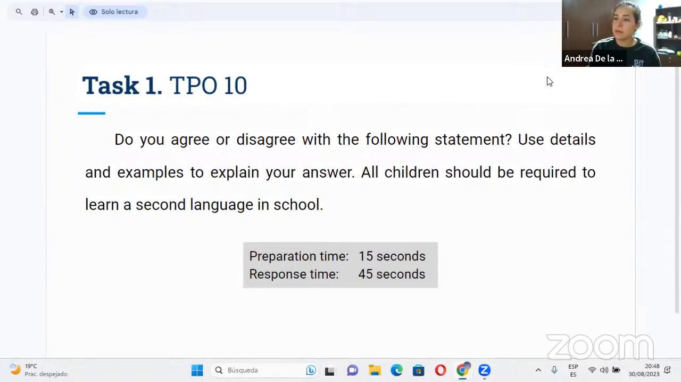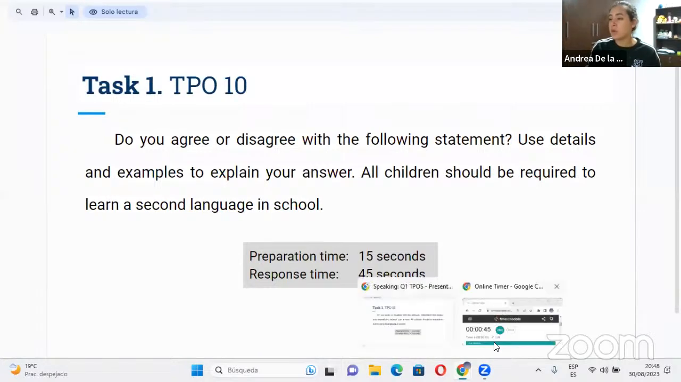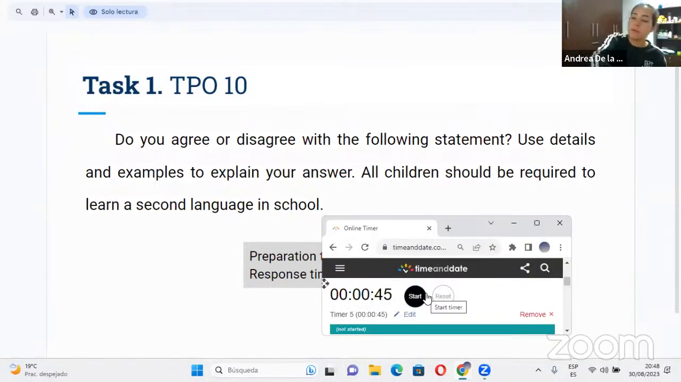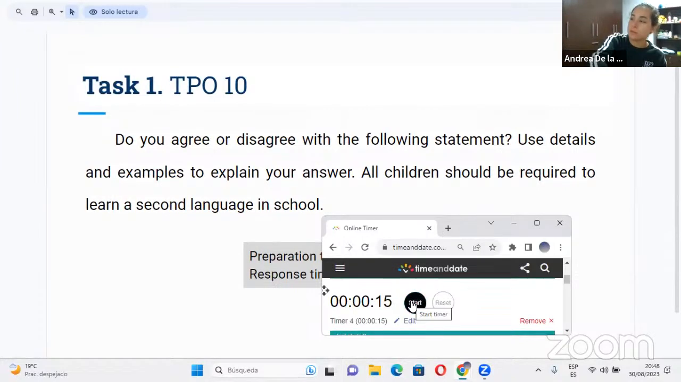Let's see then. Okay, the question here says, do you agree or disagree with the following statement? Use details and examples to explain your answer. All children should be required to learn a second language in school. Now you guys will have 15 seconds to prepare your responses.